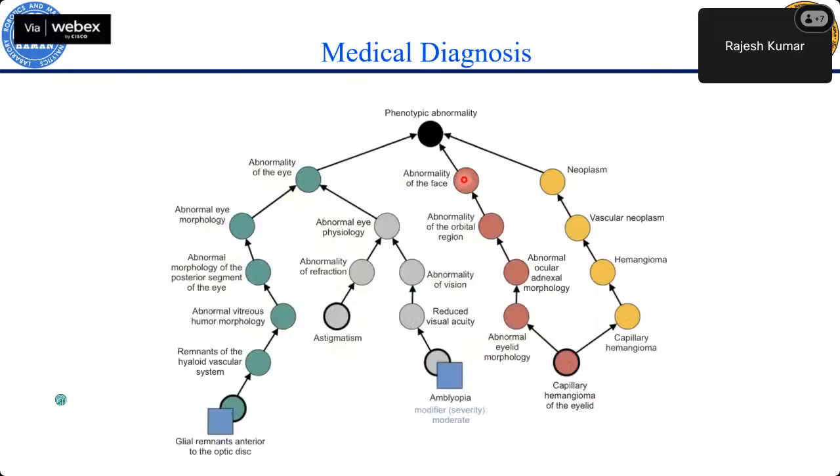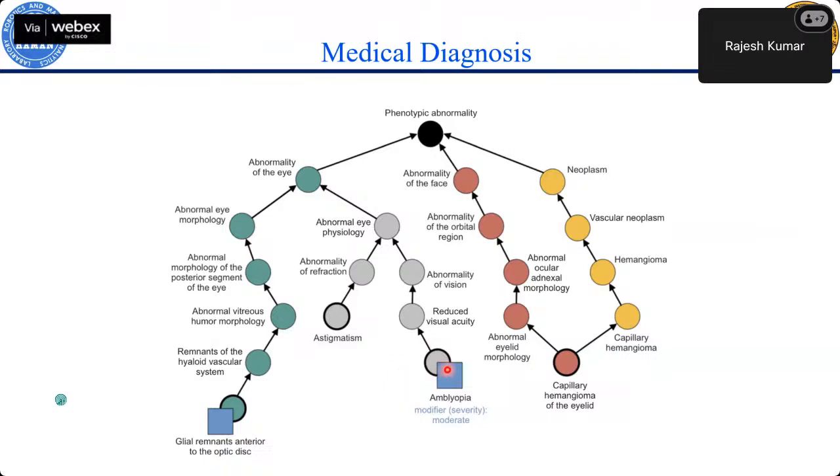Like I take one case, this is medical diagnosis. Okay, so we have a phenotypic abnormality. So you can track it both ways. And then there can be three cases: neoplasm, abnormality of the face, and abnormality of the eye. And then abnormality of the eye again has two different sections, and likewise. Now if some case is here, then you can put it this way: if it is amblyopia, then what will happen? It reduces visual acuity, it may create abnormality of vision here, and it can be connected, or it can go the other way around also. So if there is an arrow, it's a directed graph. If the arrow is not there, it's an undirected graph.